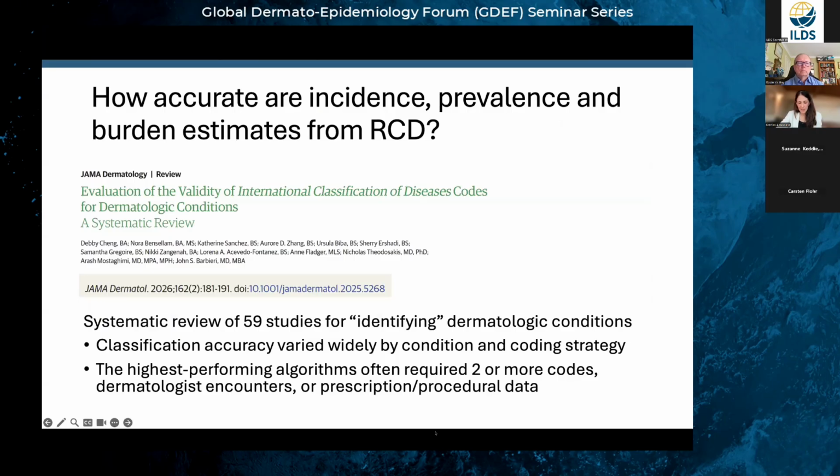So given that routinely captured data are increasingly available and for very large populations, it's important to know how accurate incidence, prevalence, and burden estimates from routinely collected data are. And oftentimes we're using international classification of disease codes to do this. I'm citing a review here from 2026 that looked at all the studies they could find that tried to identify dermatologic conditions. So they didn't specify prevalence versus incidence, but they found about 59 studies, and they found that the classification accuracy varied widely by condition and coding strategy, and that the highest performing algorithms often required two or more codes, dermatologist encounters, or they were combined with prescription or procedural data.